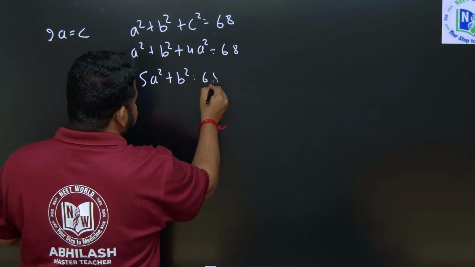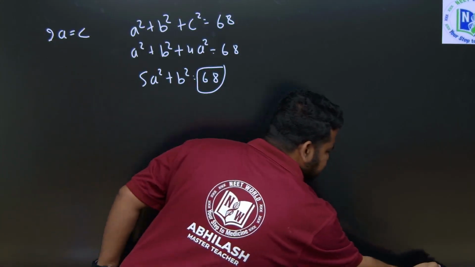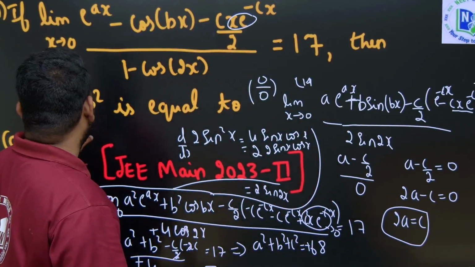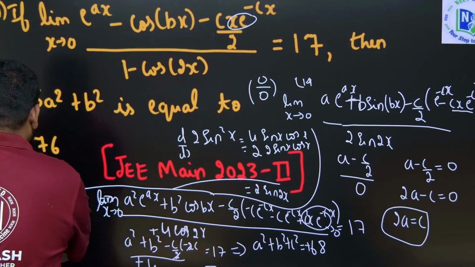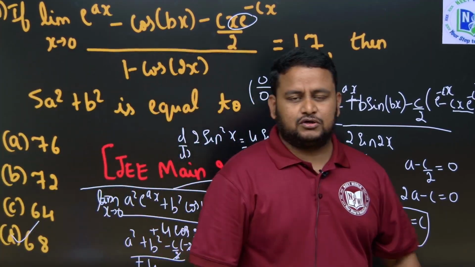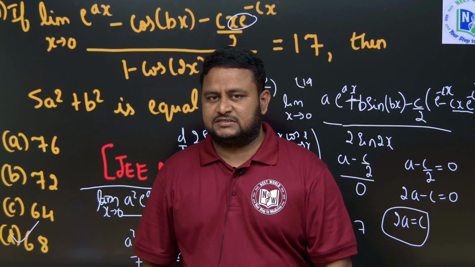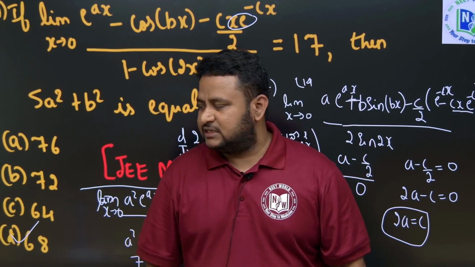What is the question asking? The question is asking the value of 5a square plus b square, and that is what we got, 68, that is option D. We got it friends, is it clear friends? This is how you solve the question.